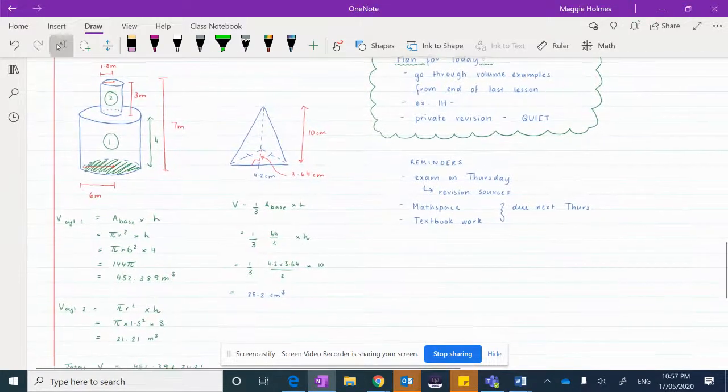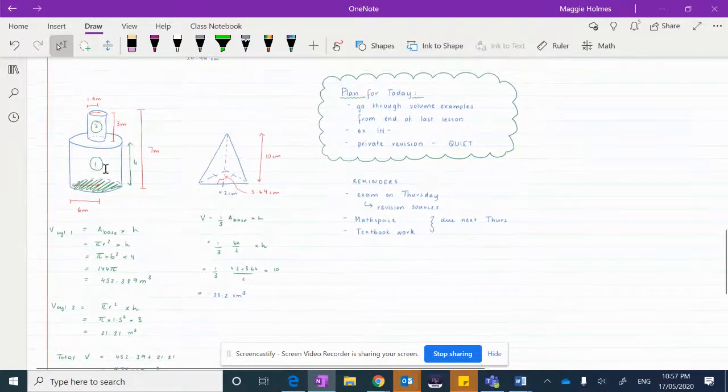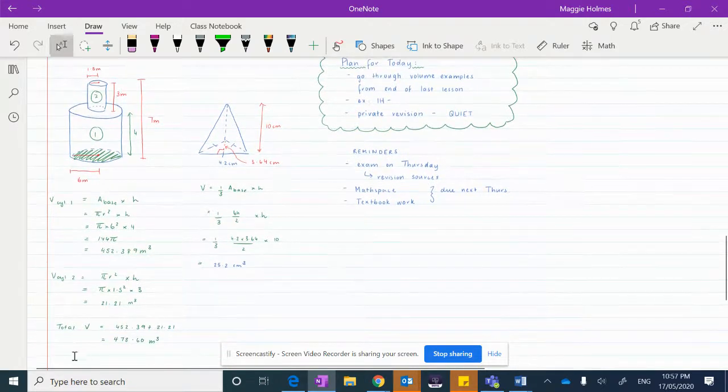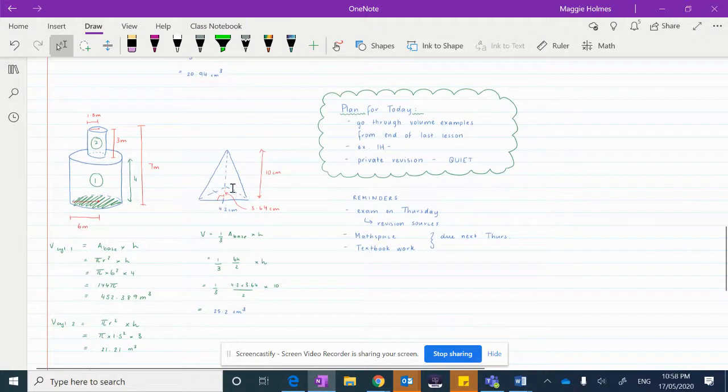Alright, so for these, you can see that the volume of this whole shape is going to be made up of the volume of the large one plus the volume of the small one. Okay, so we've got our 2 volumes being figured out here, and then to figure out the total, we're just adding them together. For the second one here, this looks like a pyramid.